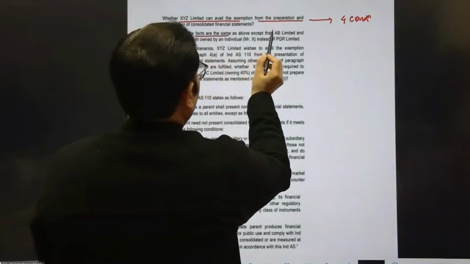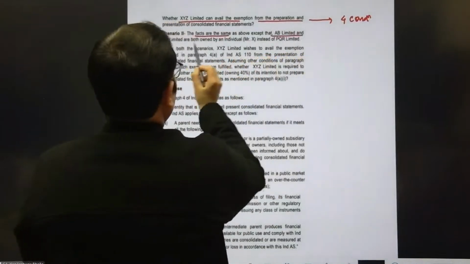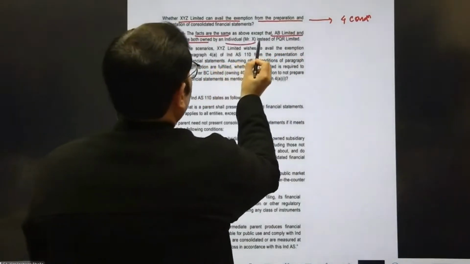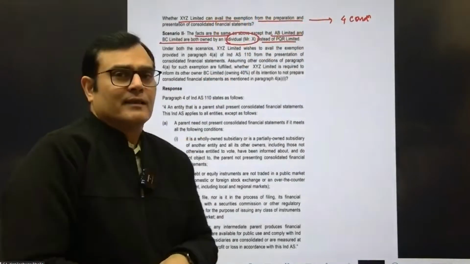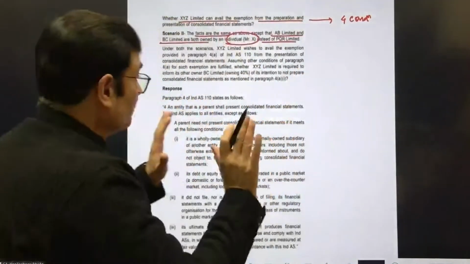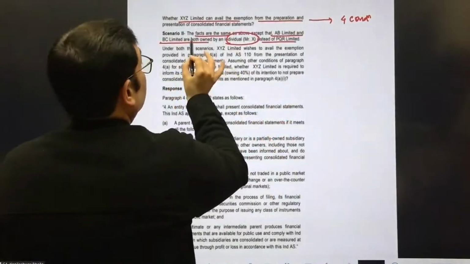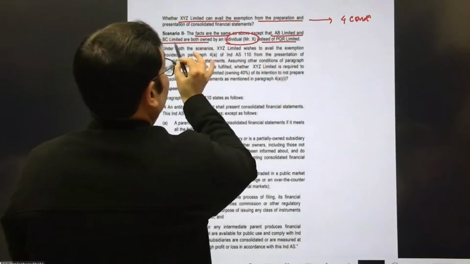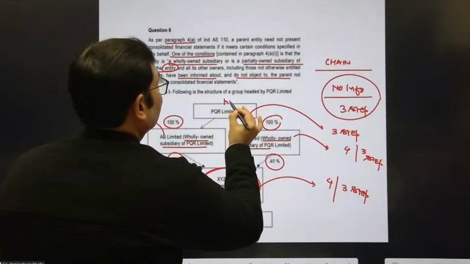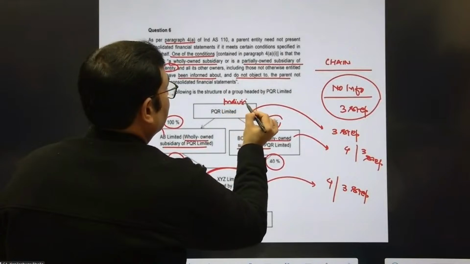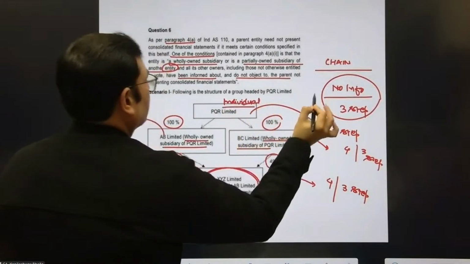Now let's look at scenario number 2. The facts are the same as above, except that AB and BC are both owned by individual Mr. X instead of PQR. Let's directly put the question. Do you think XYZ will be able to meet the conditions? Think before you answer. I'm saying that company AB and company BC are owned by an individual. So if at the top of the pyramid is an individual, will company XYZ be able to meet the conditions or not?